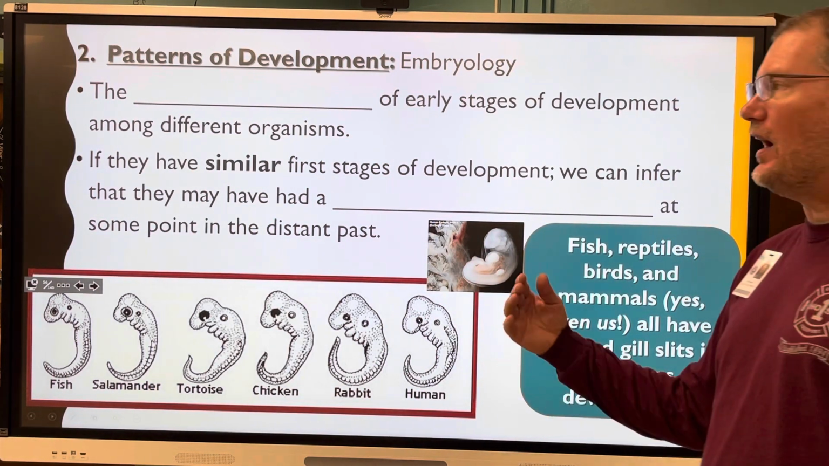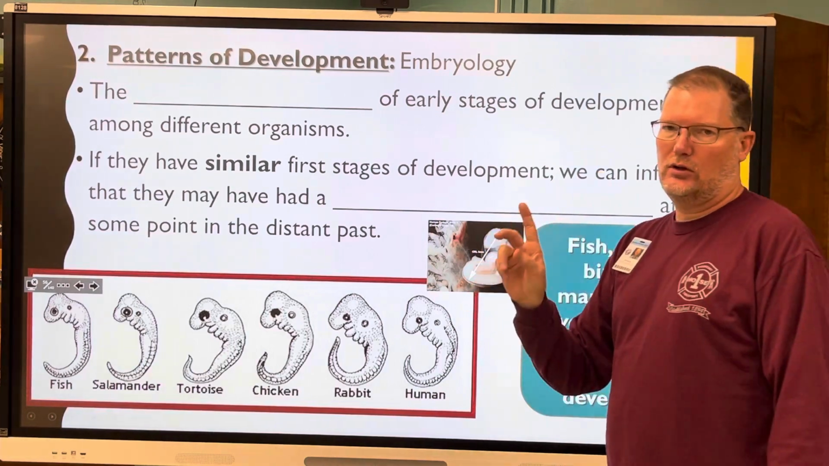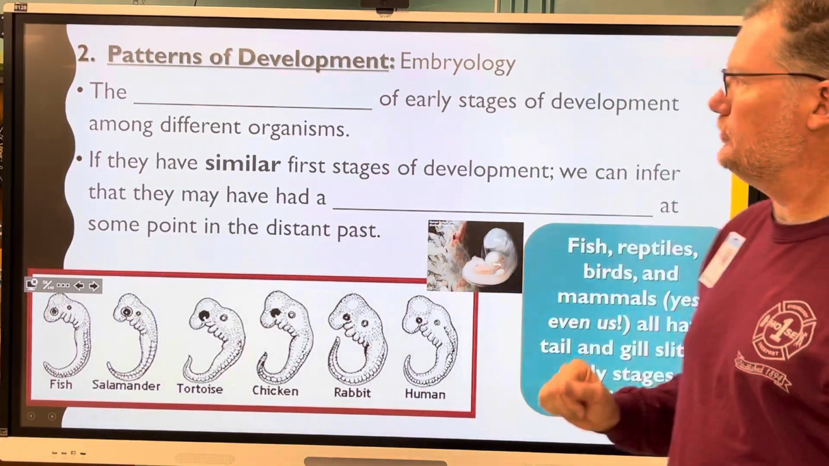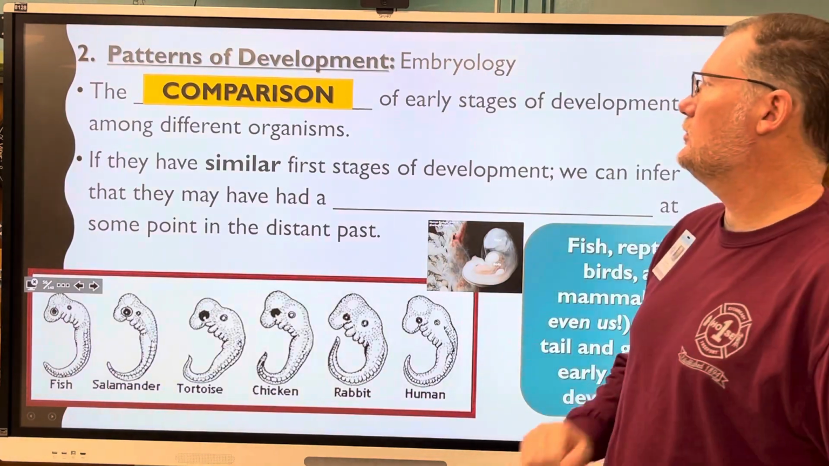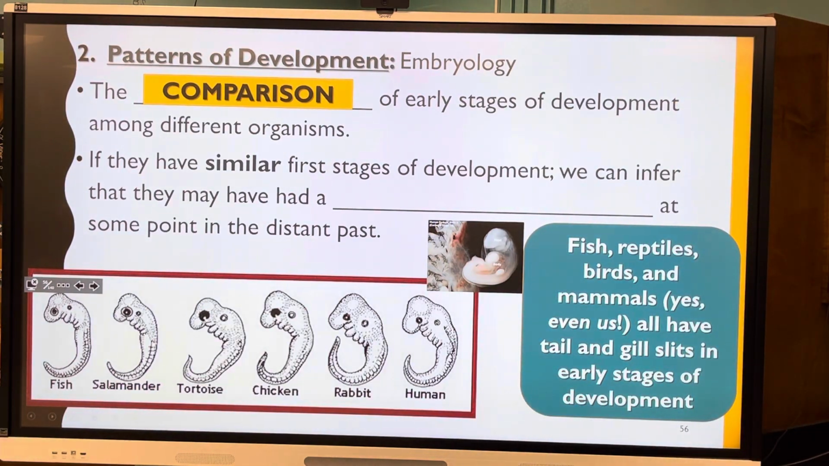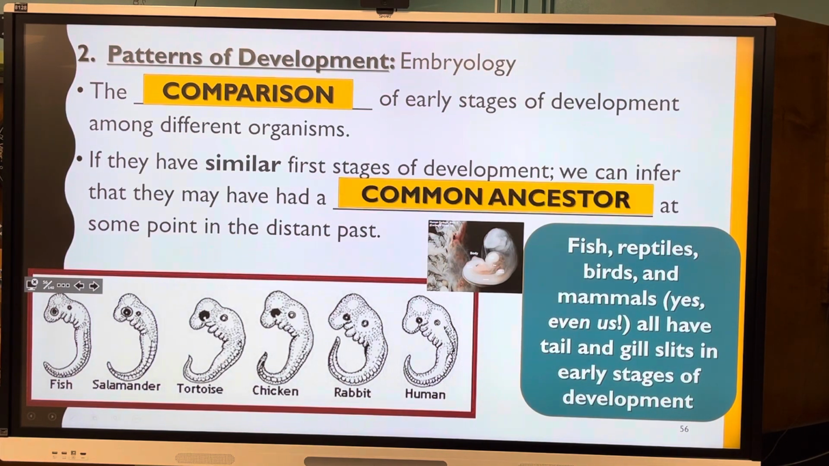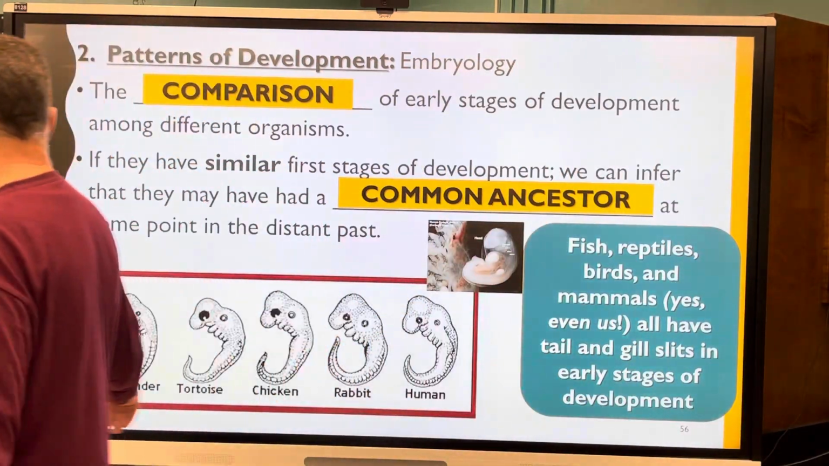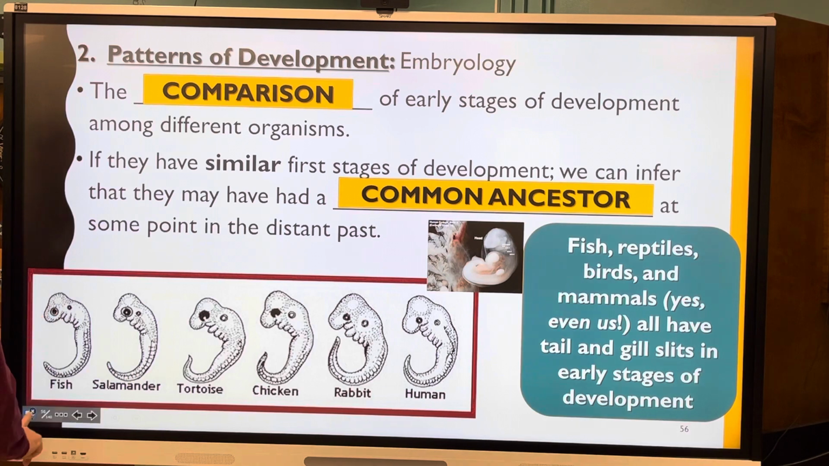So we moved on from fossils. That was the first evidence for natural selection. So we're going to move on to patterns of development, and that's called embryology. And so once you fill your notes out, we're on slide 56. Take a look at that right there and tell me what you think.